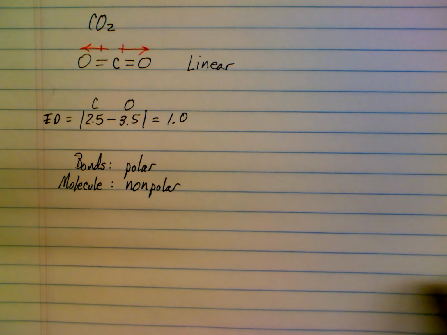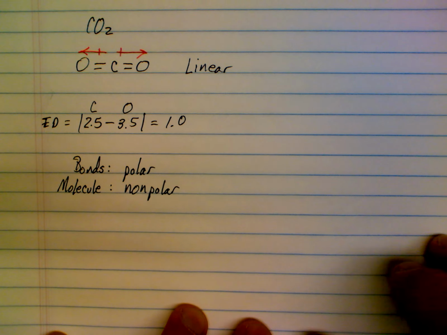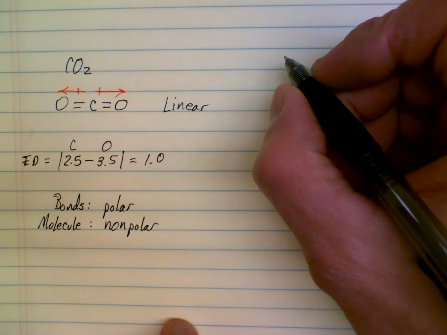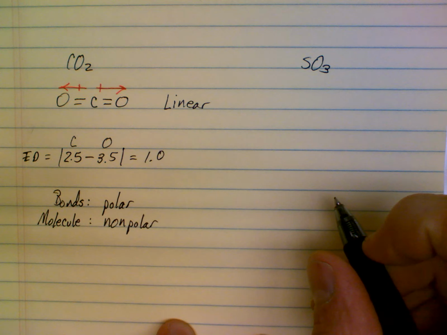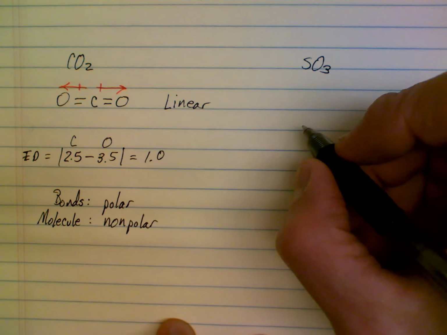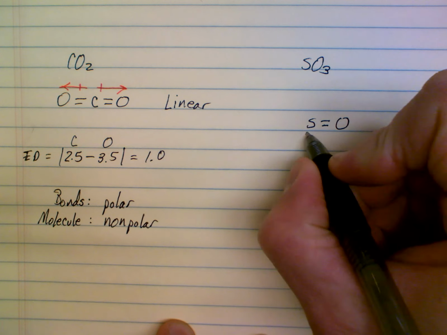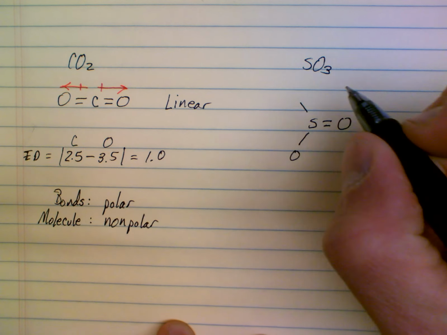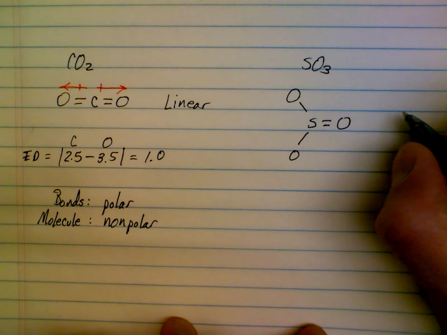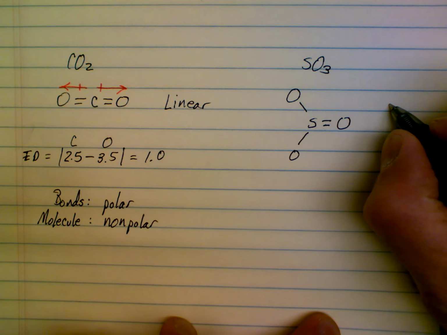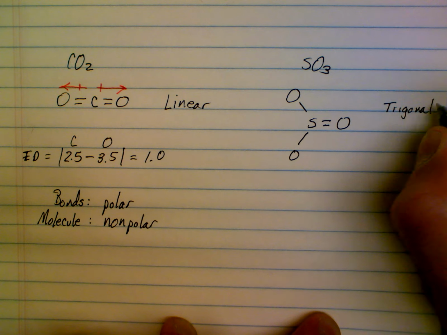And this can happen in other shapes as well. So for example, let's take into consideration SO3, sulfur trioxide. If we do the Lewis structure for this, it would end up looking like the following. You'd have one double bond to an oxygen and single bonds to the other two oxygens. So our molecular shape for this would be trigonal planar.